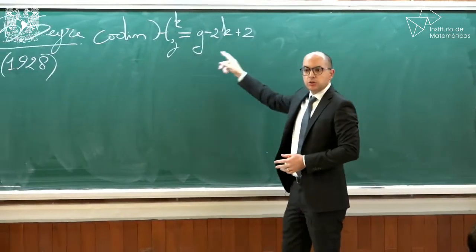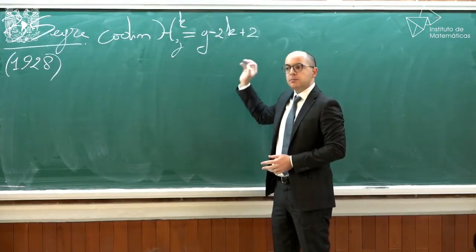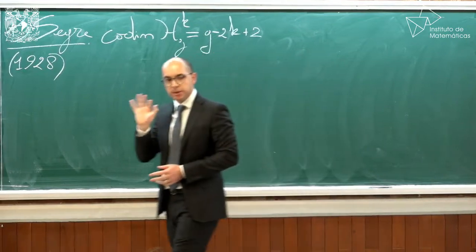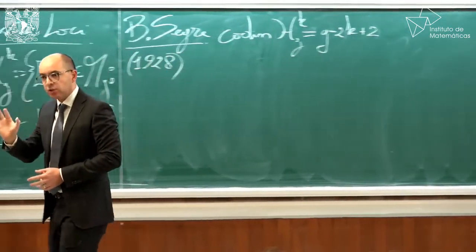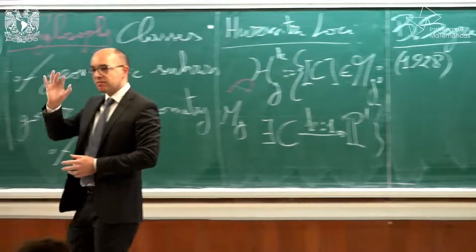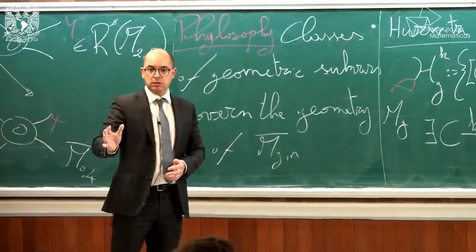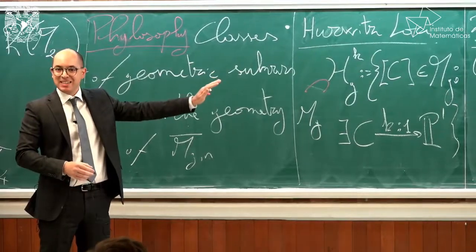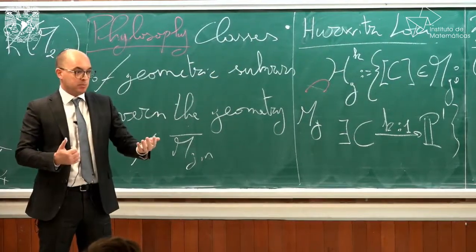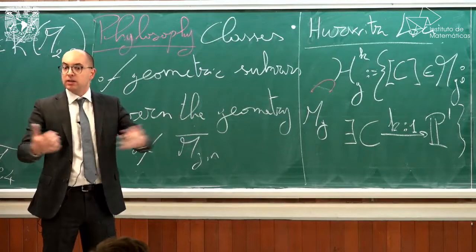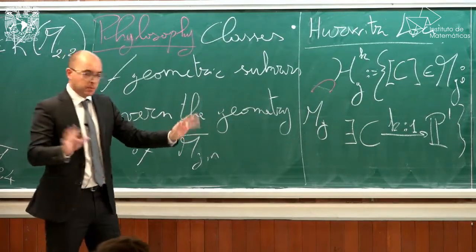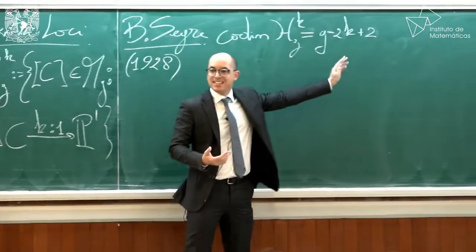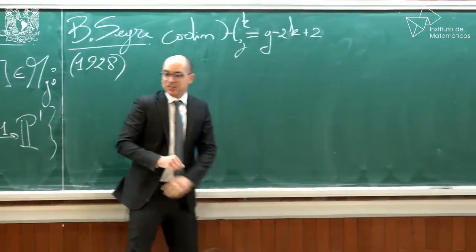Okay, so let's look at this condition over here. What does this mean? This means that if you choose k small enough with respect to the genus, the codimension is positive. So you get a proper subvariety of the moduli space of curves. Okay. So here, if you get a negative number, it means that you don't have a proper subvariety, but rather the Hurwitz locus is all of M_g. So we are interested in the case when you get a positive number, since we are looking at subvarieties.